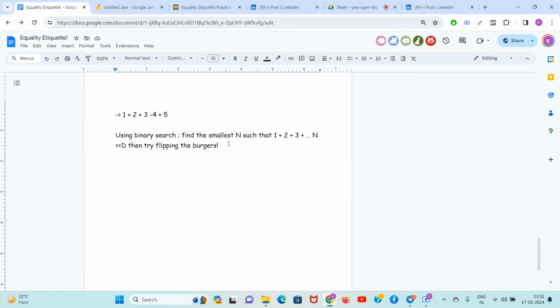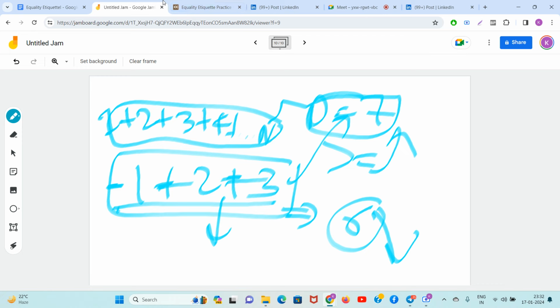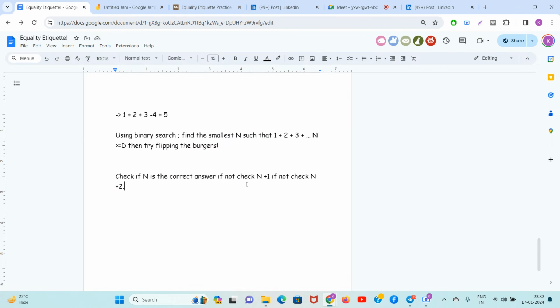Once done, check if n is the correct answer. If not, check n plus 1. If not, check n plus 2. Now, guys, I will tell you the reason, okay? Listen to me very carefully. Guys, the most important observation is you can always find a subset.